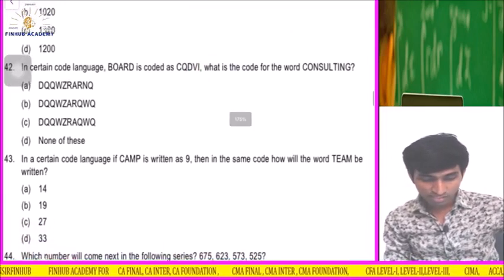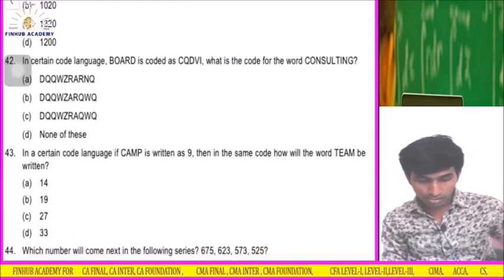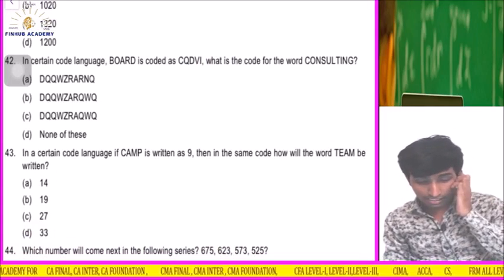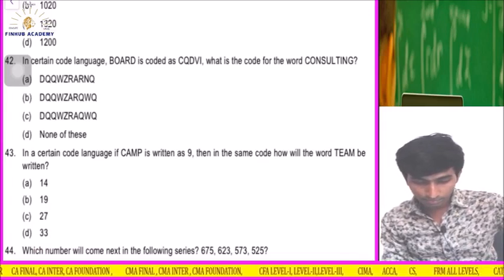Let's proceed. In a barcode language, BOARD is coded as CQDVI.